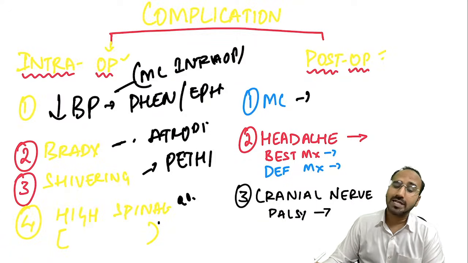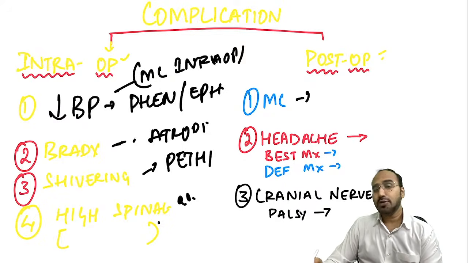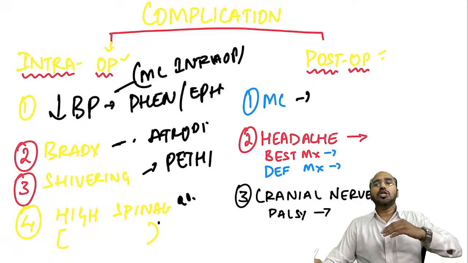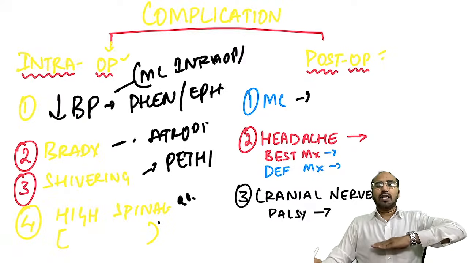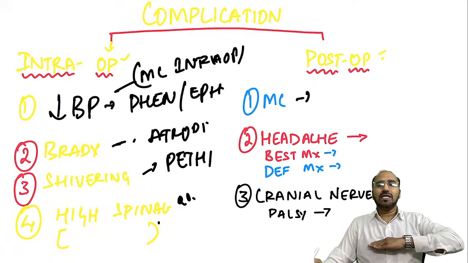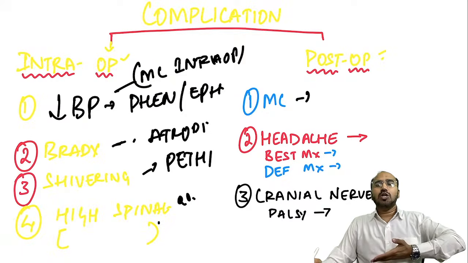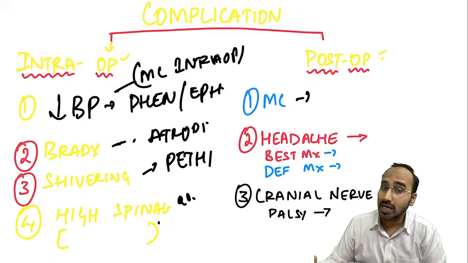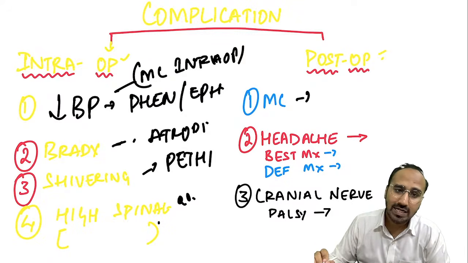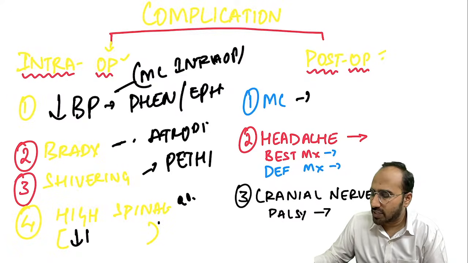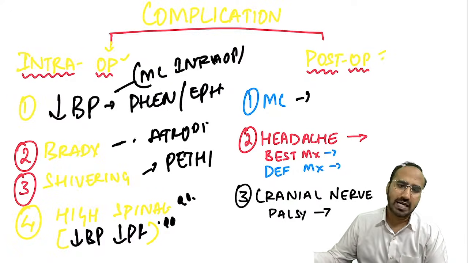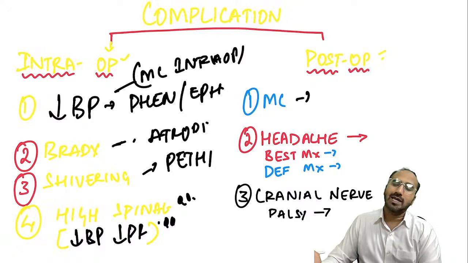There is one more complication called high spinal and total spinal. High spinal meaning what? You wanted your drug till this level of T6, but your drug has gone up to the level of nipples. That means the achieved level of block is higher than the desired level. That is called high spinal. Patient won't be telling I'm having high spinal. Patient will have two features together, hypotension and bradycardia together. That means high spinal has occurred. So these are intra-op complications.